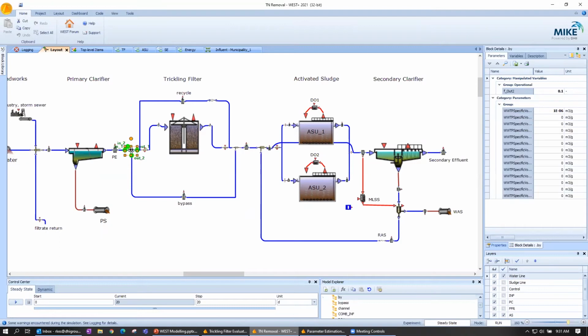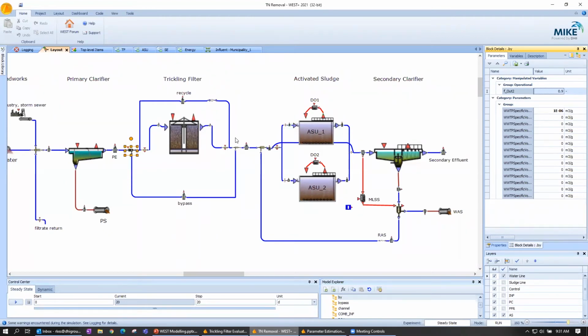But one thing I want to test is what happens if we bypass these trickling filters. We know that they're old, that they're in need of repair, and they're expensive to operate because you pump up and you pump around.